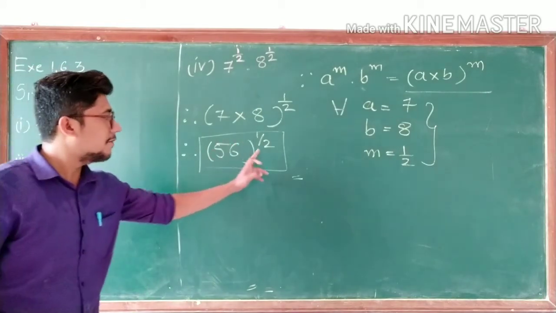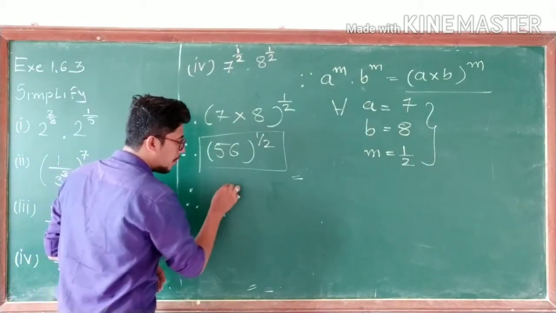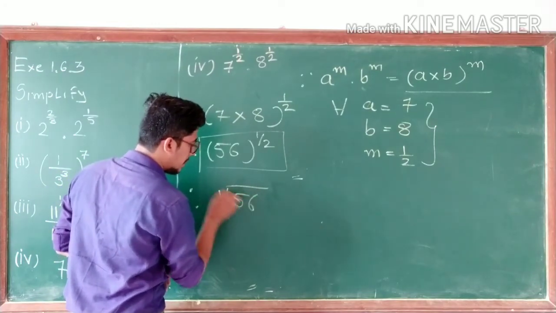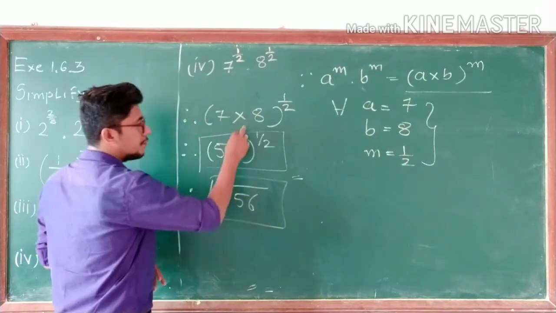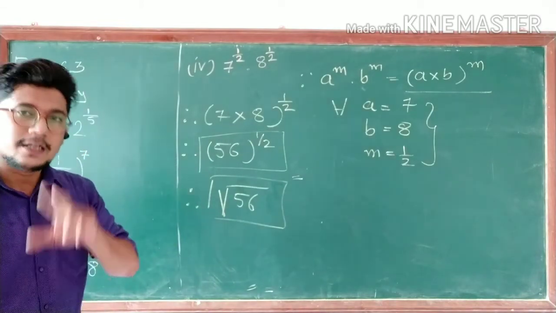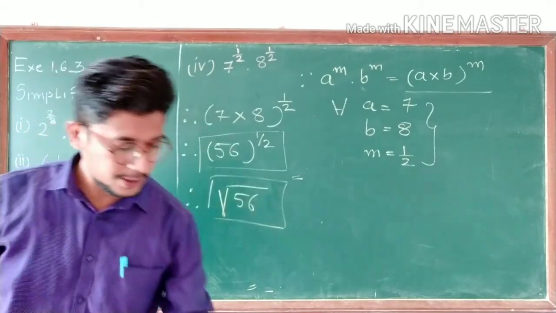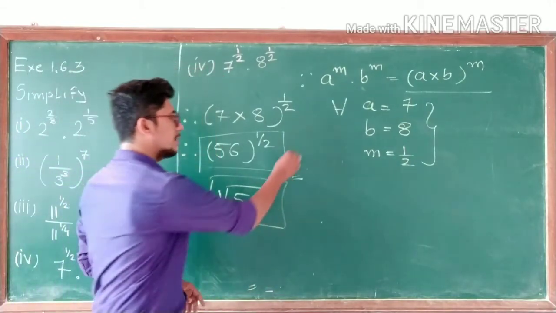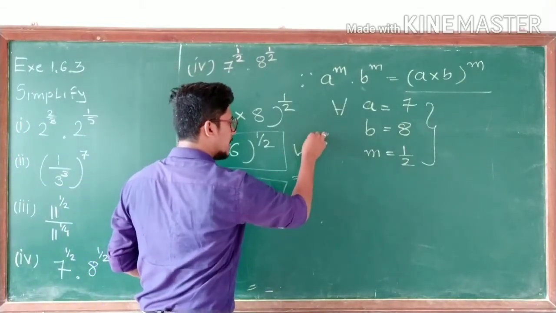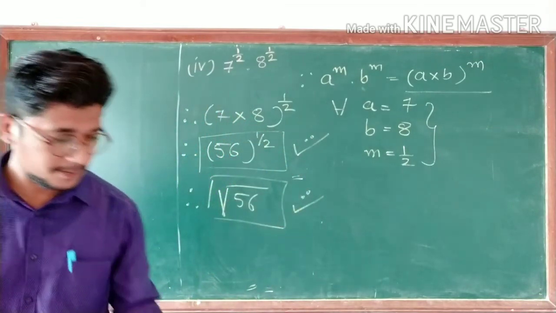But the same value you can also write it as square root of 56. Why square root? Because 1 upon 2 is nothing but a square root. 1 upon 3 is nothing but a cube root. In the same way, you can do the problem. So both the answers, if you write this, also it is right. If you write this, that will be also right. There is no issue regarding that.